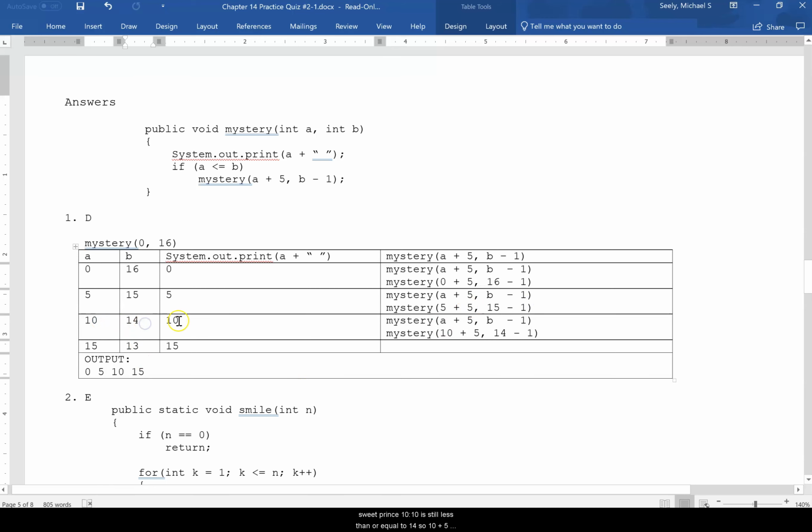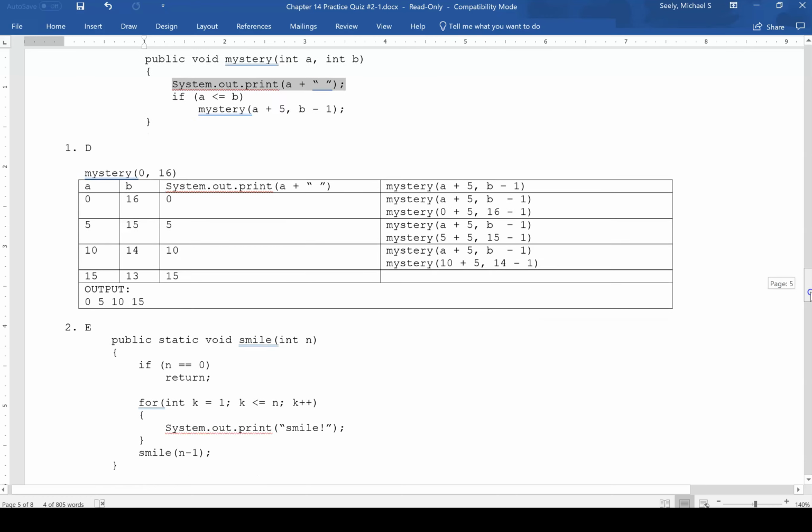Those get passed in. So it prints 10. 10 is still less than or equal to 14, so 10 plus 5 is 15. 14 minus 1 is 13, so 15, 13. 15 prints, then 15 is not less than or equal to 13, so we're done. So this is your output, okay? No popping back up the stack because, again, your print statements happen beforehand, not after the call to mystery.